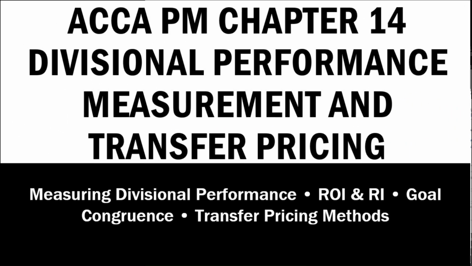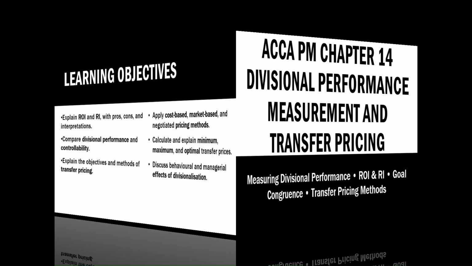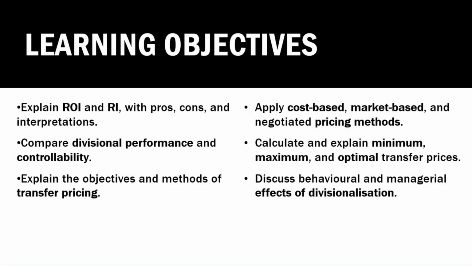Welcome to ACCA Performance Management Chapter 14, Divisional Performance Measurement and Transfer Pricing. In this lesson, we'll explore how large organizations measure divisional results and set internal prices for goods or services. By the end, you'll understand ROI, transfer pricing methods, and how to calculate the optimal transfer price that ensures fairness and goal congruence.